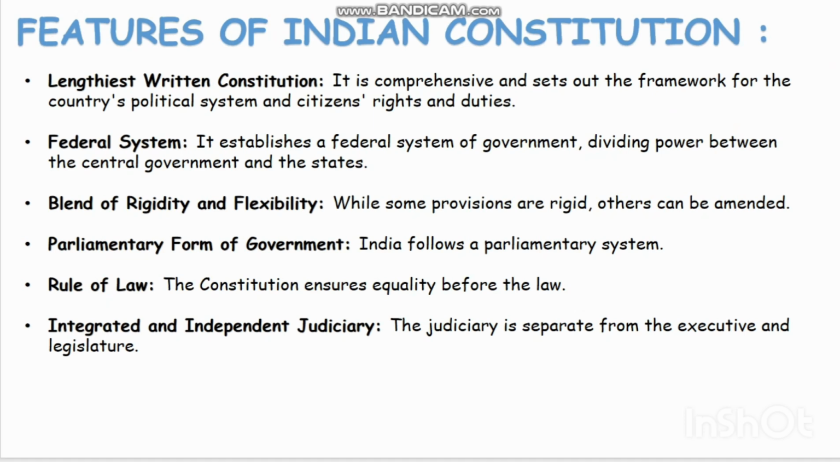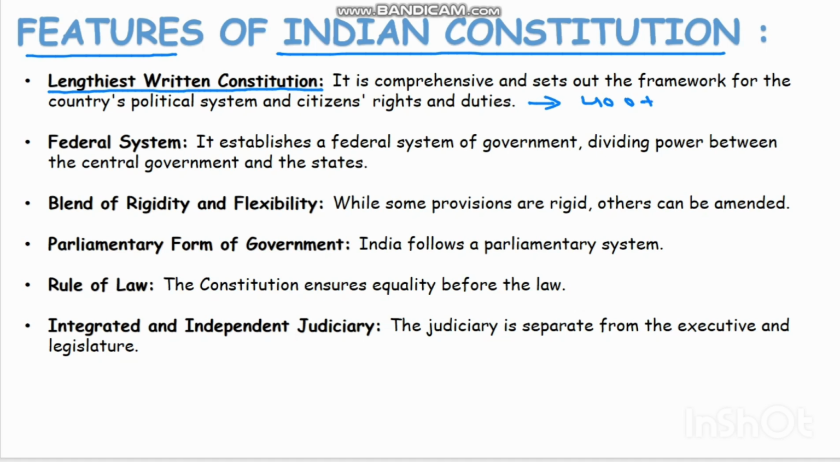So let us know about the features of the Indian Constitution. The Indian Constitution is one of the lengthiest written constitutions in the world. It consists of more than 400 articles and 25 parts. It is a federal system, which means the Indian Constitution gives a federal type of government and divides power between the central government and the state governments.